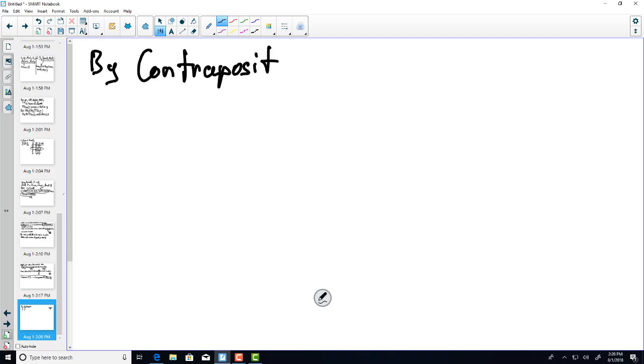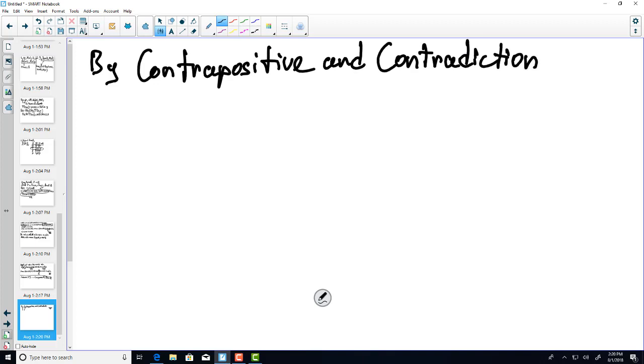Next techniques for proof are by contrapositive and contradiction. My favorite one is contradiction. My rule of thumb is, if you are doing some proof and you don't know how to prove it, start from contradiction, and usually it works. Let's start from contrapositive.